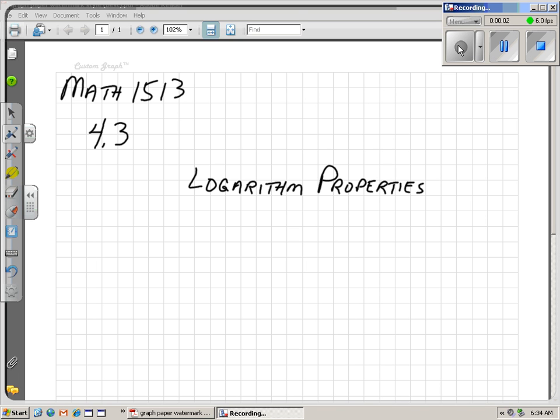Hey guys, this is Math 1513 College Algebra at Northern Oklahoma College. We're on Chapter 4, Section 3. We're going to talk about logarithm properties. I like to call them tricks. I'm just going to show you some tricks you can do with logarithms to help solve them.